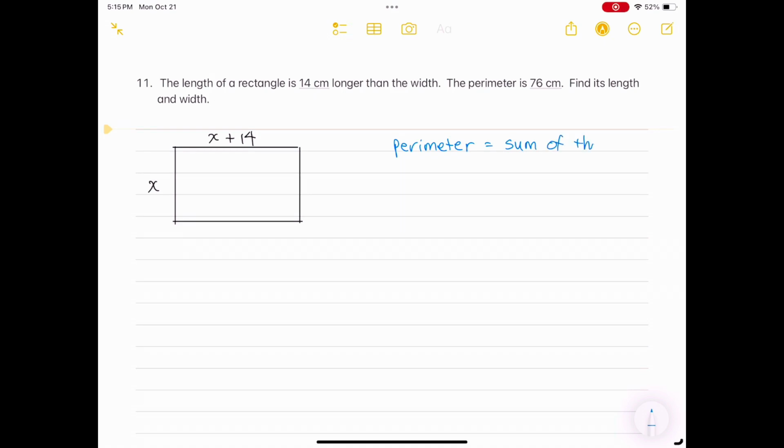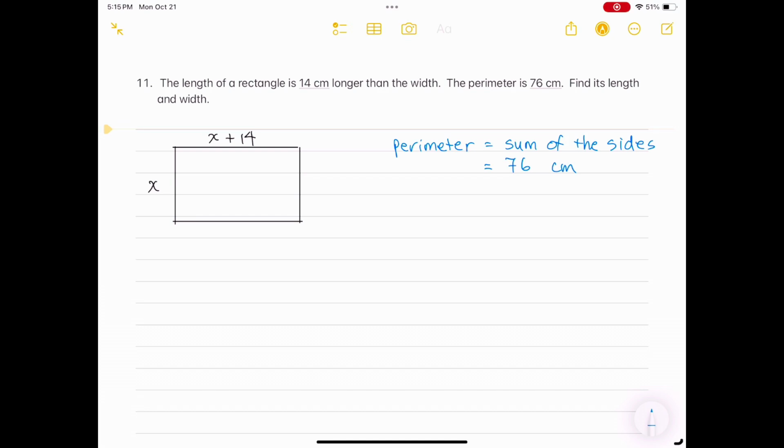So I draw out a rectangle, and you see that I did use a straight edge. It makes the problem clearer if your picture is nice and clear. And I label the sides. The long side would be x plus 14, and the short side is x.